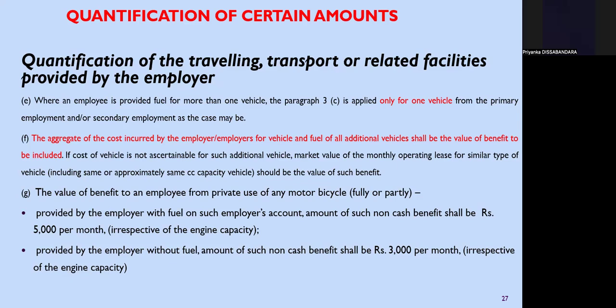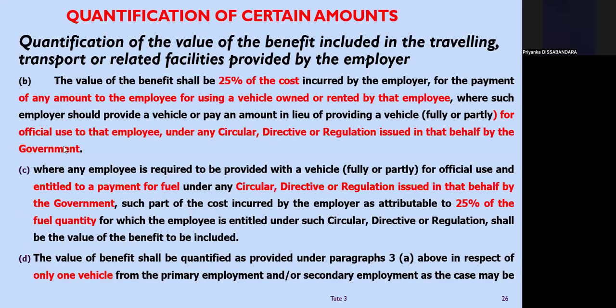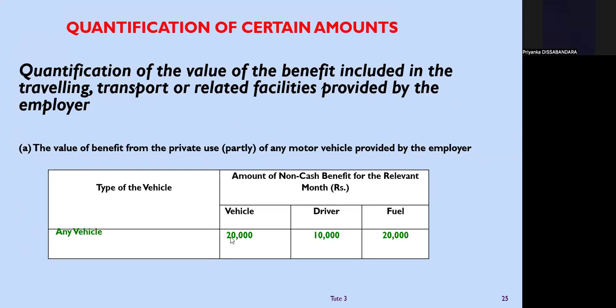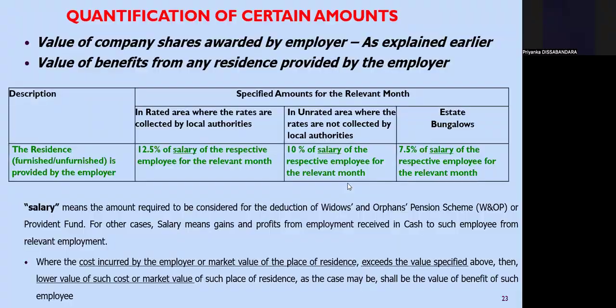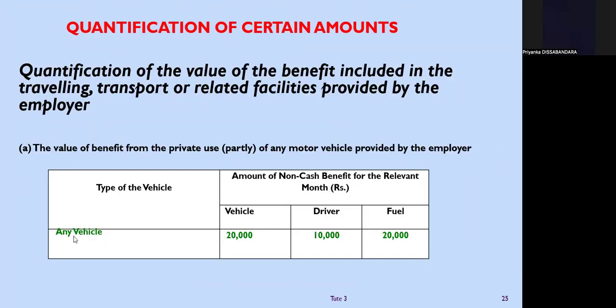That means in the earlier circular issued by the Department of Inland Revenue, we considered the engine capacity of the vehicle when calculating the vehicle benefit, not only in the case of the motor bicycle. But in this new circular, it is not necessary to consider the engine capacity of the vehicle. That is why we have given only one line. We consider any vehicle.